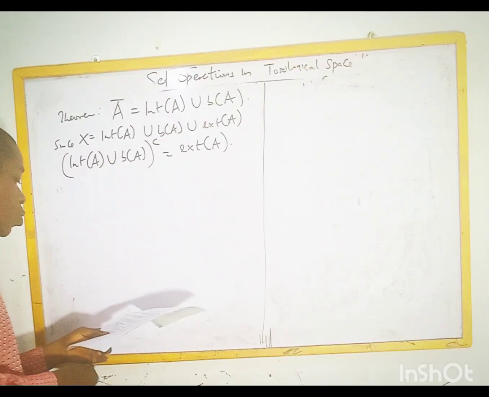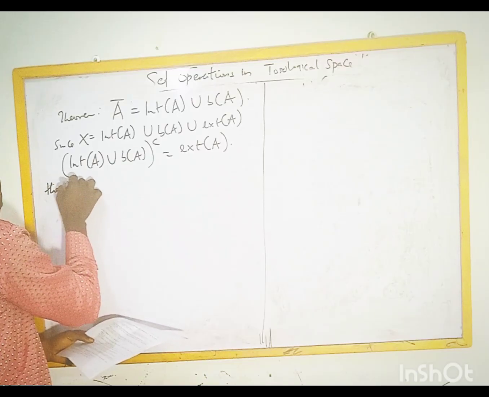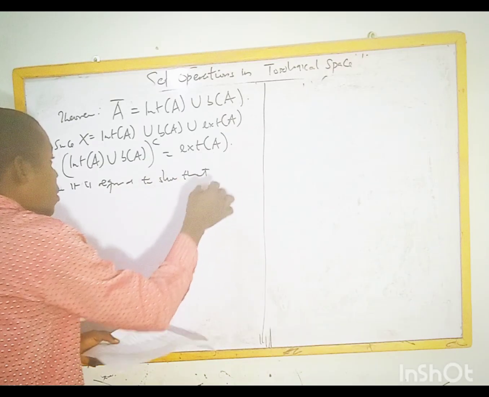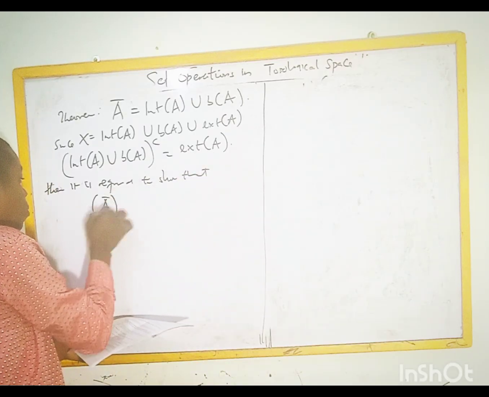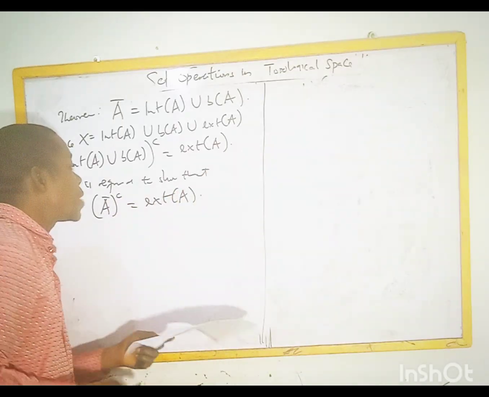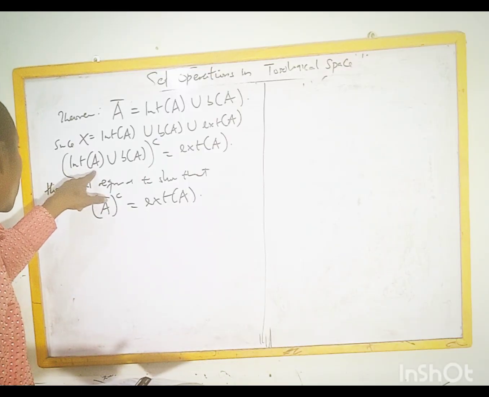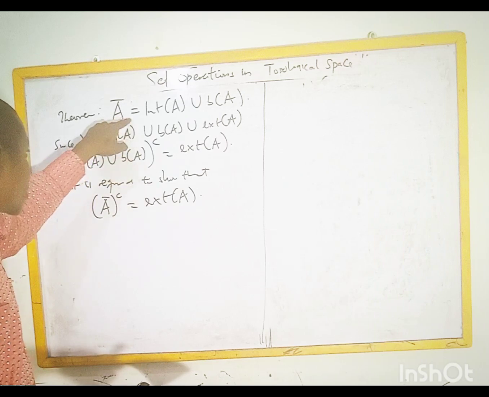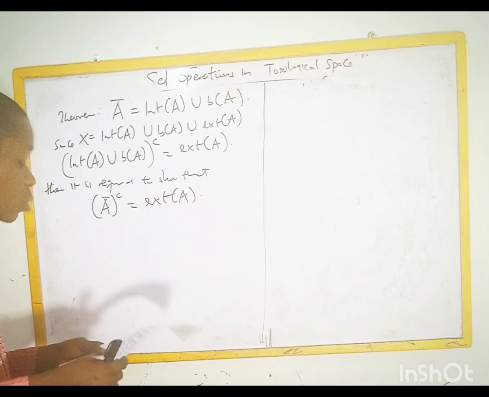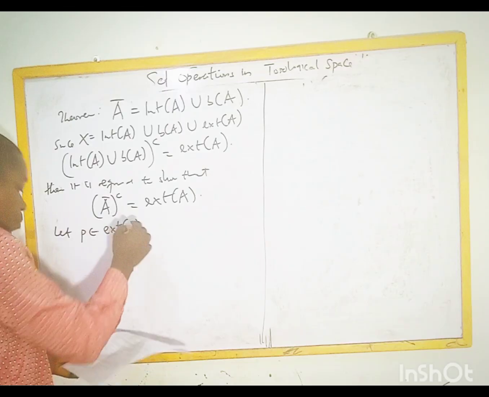So it is required to show that the complement of the closure of A is equal to the exterior of A. We want to show that the interior of A union the boundary of A is the closure of that set. To establish this, we will take the interior of that set A. Now to do that, let P belong to the exterior of A.